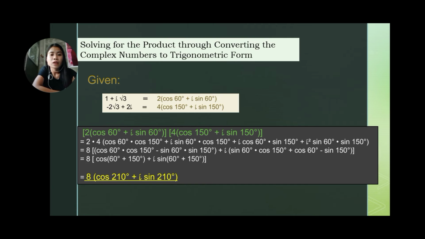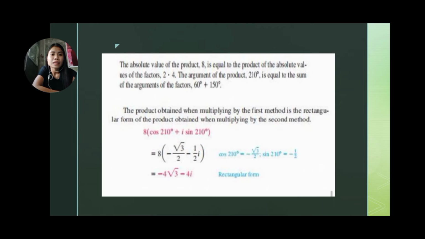Then we have the product of 8 times the quantity of cos 210 degrees plus i sin 210 degrees. The absolute value of the product, 8, is equal to the product of the absolute values of the factors, 2 multiplied to 4. So the argument of the product, 210 degrees, is equal to the sum of the arguments of the factors, 60 degrees plus 150 degrees.